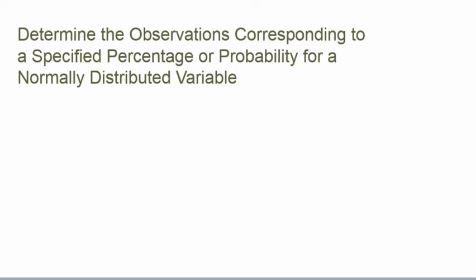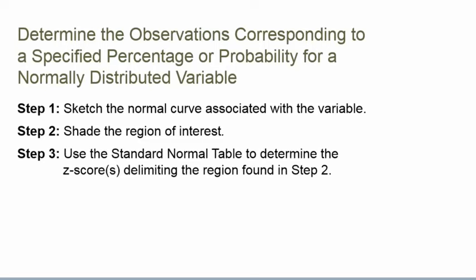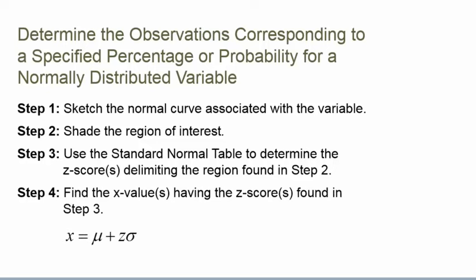Determine the observations corresponding to a specified percentage or probability for a normally distributed variable. Step 1. Sketch the normal curve associated with the variable. Step 2. Shade the region of interest. Step 3. Use the standard normal table to determine the z-scores delimiting the region found in Step 2. Step 4. Find the x values having the z-scores found in Step 3. The formula is x equals the mean plus z times the standard deviation.